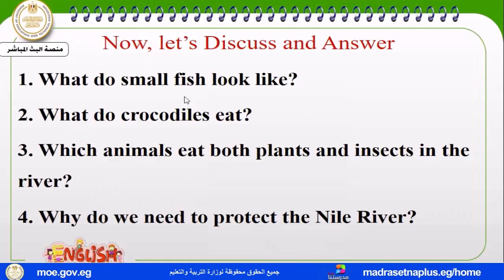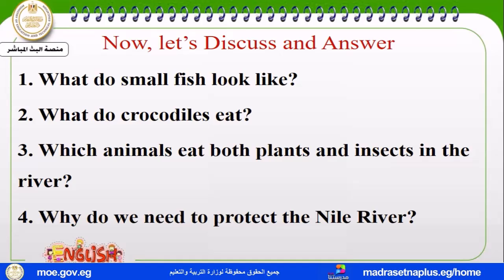These are the questions. Question number 1, what do small fish look like? 2, what do crocodiles eat? 3, which animals eat both plants and insects in the river? And number 4, why do we need to protect the River Nile? These were the questions about Ahmed and Layla.